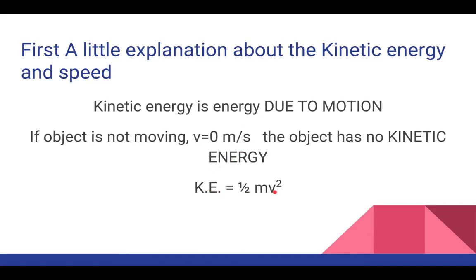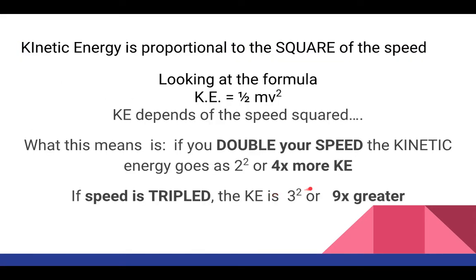And we can see that if we look at the formula. If this v, or the speed, is equal to 0, we don't have any kinetic energy. Okay, so from this, we can see that kinetic energy is proportional to the square of the speed, looking at this formula. So what this means is if I double the speed right here, then my kinetic energy has to go as 2 squared, or 4 times as much kinetic energy, keeping the mass of the object the same.